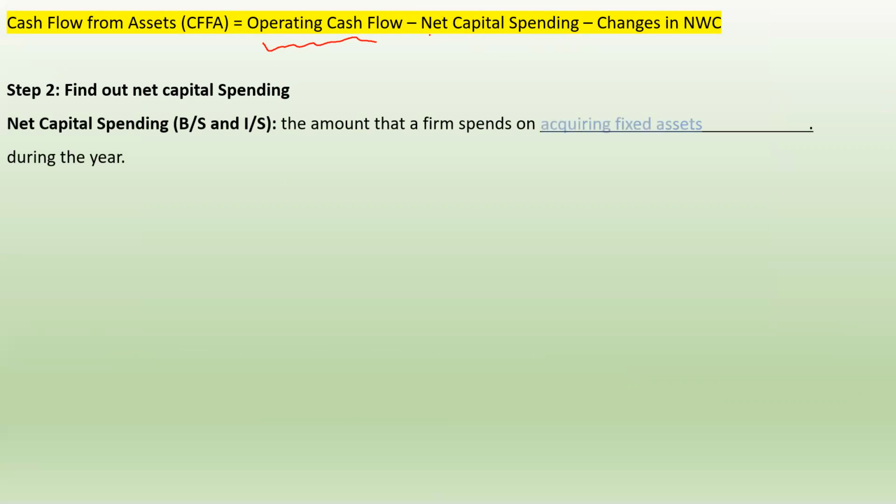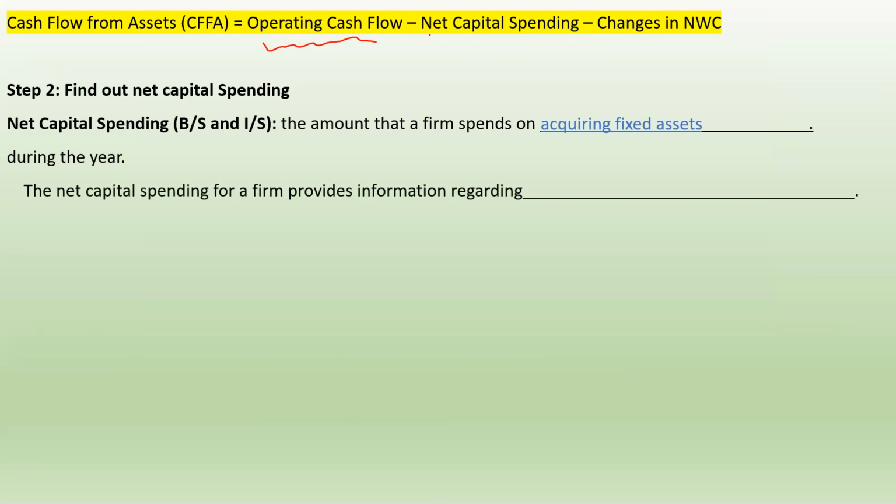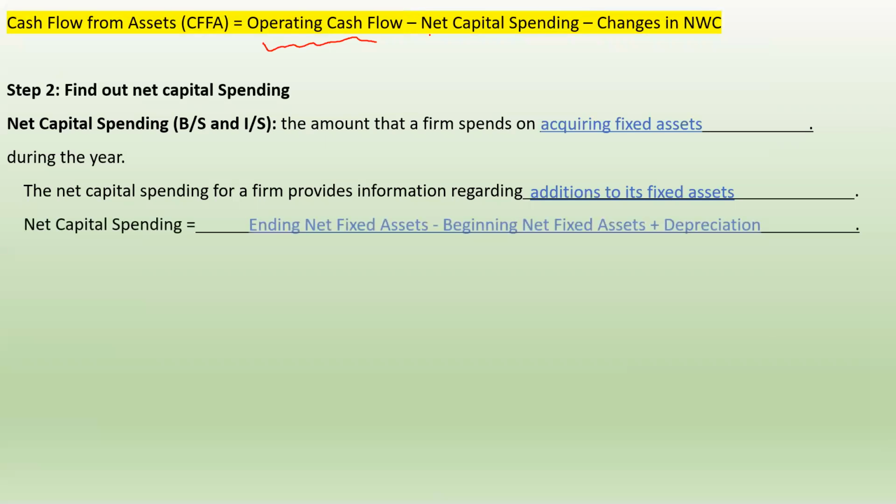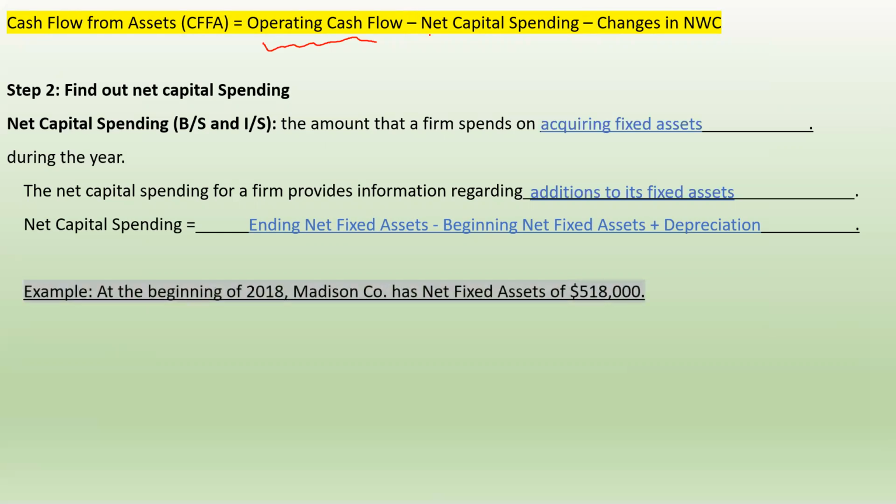Net capital spending is the amount of money or cash that the firm spent to acquire fixed assets. So basically, net capital spending provides information regarding additions to its fixed assets. It's equal to ending net fixed assets minus beginning net fixed assets, and add back depreciation. The reason is here, why we add back depreciation.